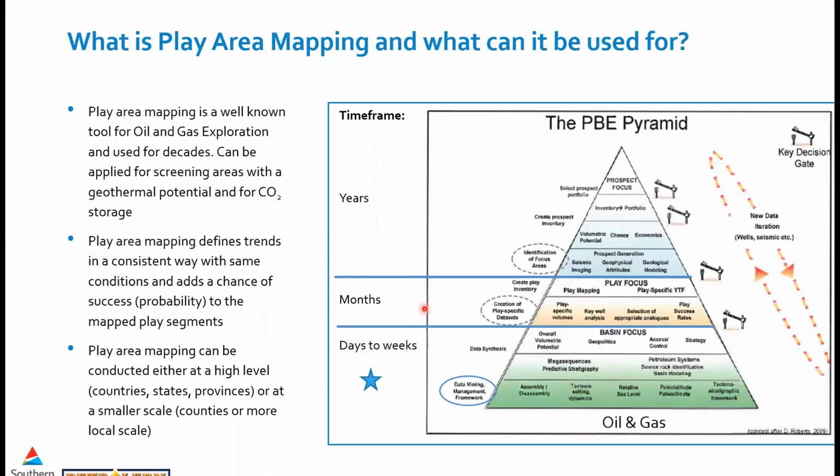What the play area mapping does is it defines trends in a consistent way with the same conditions and adds a chance of success, the probability, to these mapped play segments. And I'll come back to what these play segments are. But the trends and the consistent way is actually the whole idea about the play area mapping. The play area mapping can also be conducted either at a high level, it could be countries, states, provinces, or at a much smaller scale where you look into counties or even a more local minor scale.